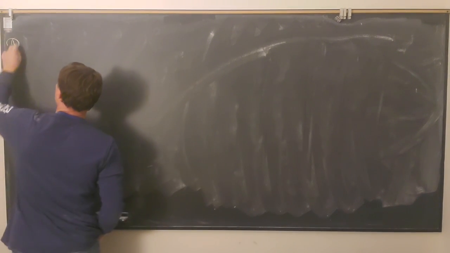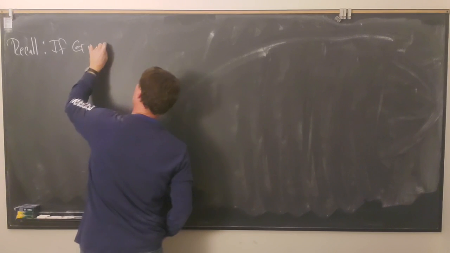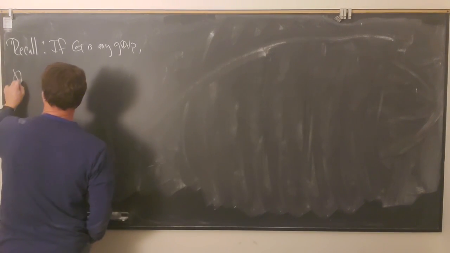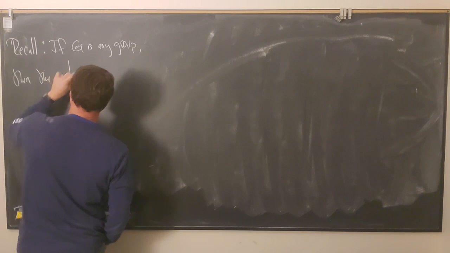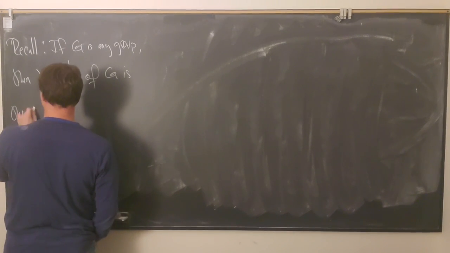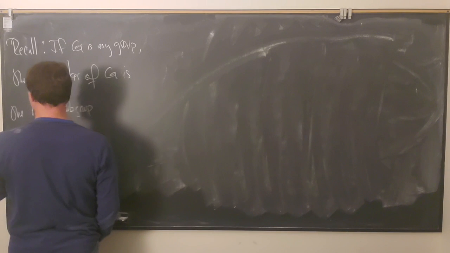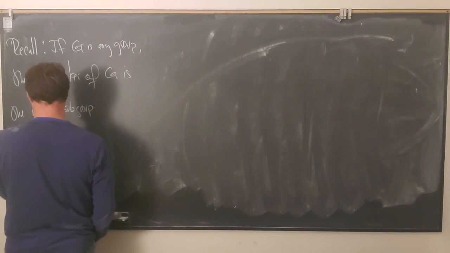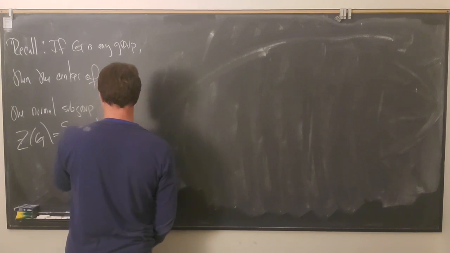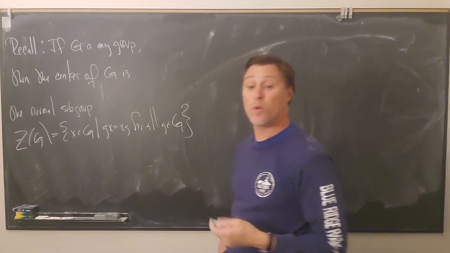So let me just remind you. Recall, if G is any group, then the center of G is the normal subgroup Z of G. We showed that the center is always normal. And it's the set of all x in capital G such that gx equals xg for all little g in capital G. So it's the set of all elements that commute with everybody in G.